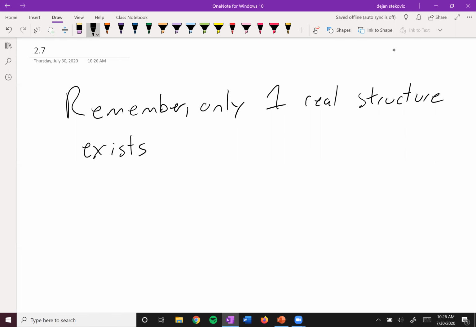So one thing we want to keep in mind when drawing these resonance structures, and it's easy to forget about this, is that in real life, only one structure really exists, right? None of these resonance structures are the real structure. The real structure is a hybrid of all the resonance structures, right? So, hybrid of the resonance structures.